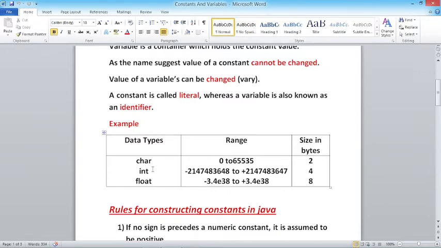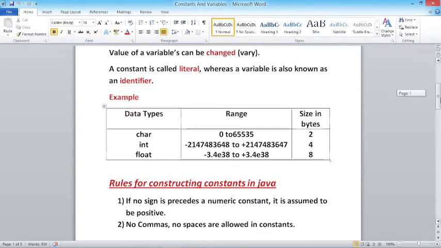So if any number lies between -2147483648 and +2147483647, it is an integer constant. The same thing is applicable to a float constant. If any value lies in the range from -3.4 into 10 to the power 38 to +3.4 into 10 to the power 38, it's a float constant. Next we will see there are certain rules for constructing a constant in Java. We will discuss those rules one by one.